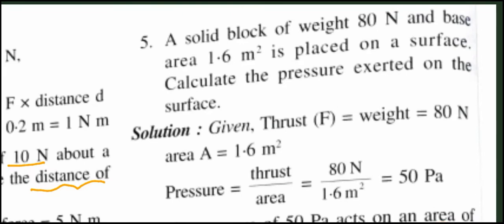Now here is our fifth question. A solid block of weight 80 Newton and base area 1.6 meter square is placed on a surface. Calculate the pressure exerted on the surface. The weight is given here, that is 80 Newton. The base area is also given, that is 1.6 meter square. We have to find out the pressure. Okay, students.